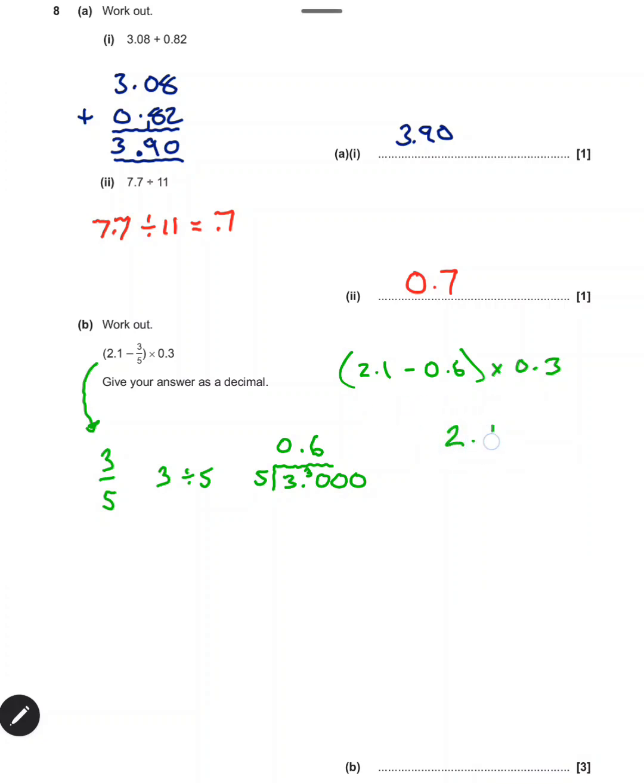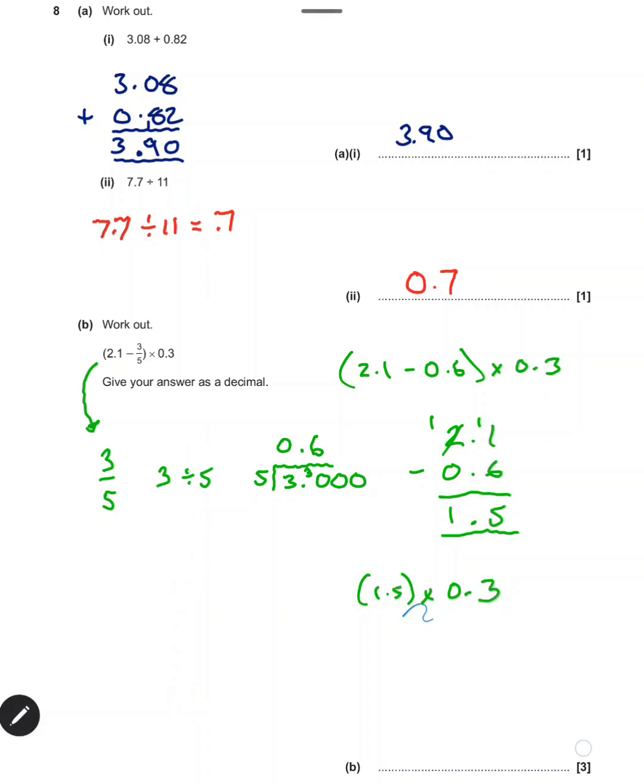So I need to do 2.1, take away 0.6. You might just be able to work that out mentally, but I'll use a column method if not. Can't do 1 take 6, so let's borrow from there. 11 take 6 is 5, decimal point, and 1 take 0 is 1. So the answer to the brackets is 1.5, and we're going to times that by 0.3 now.